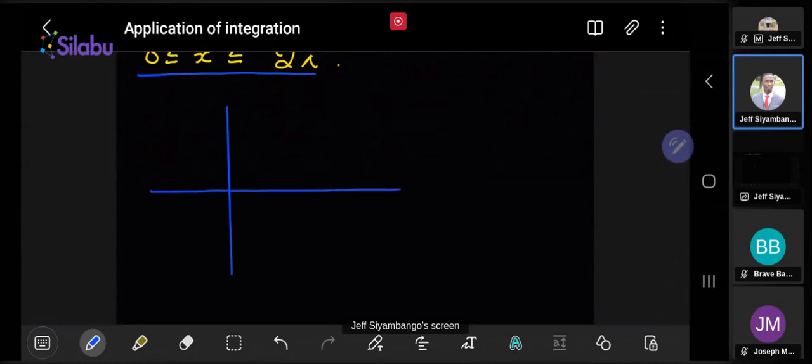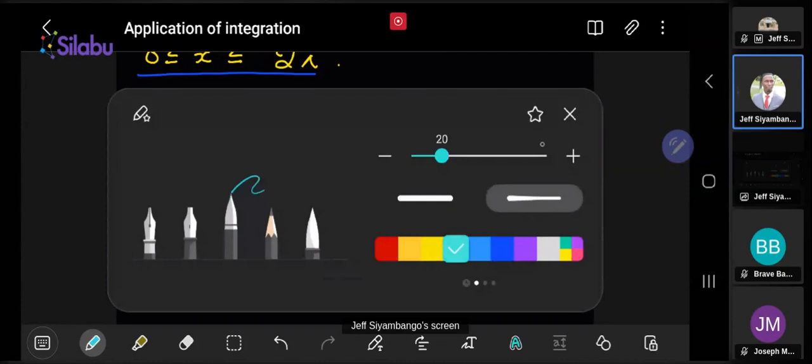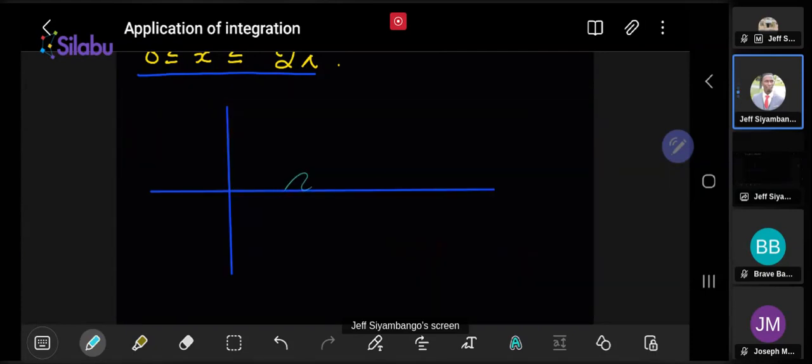Okay, so this is something like this. So let's start with the graph for sine. So you know sine starts from 0.